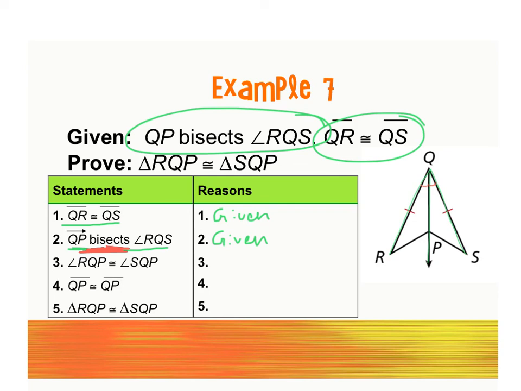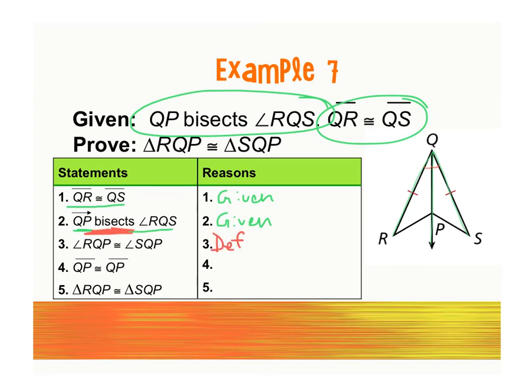So because of the definition of a bisector, that is how we know that those two angles are congruent. So that's our reason for number 3. Statement 4 says that QP is congruent to QP. That's talking about the same segment, so we know that QP is congruent to QP. And that is because of the reflexive property of congruence, because remember, there's a congruent sign.